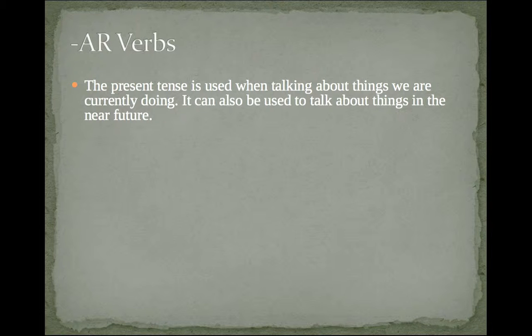We used it with the verb tener, we used it with the verb ser. I am a teacher. That is a current fact about me. We could also say, ella tiene un cumpleaños el martes. You could say she has a birthday on Tuesday, meaning it's coming up in the near future. So all that stuff is called the present tense.